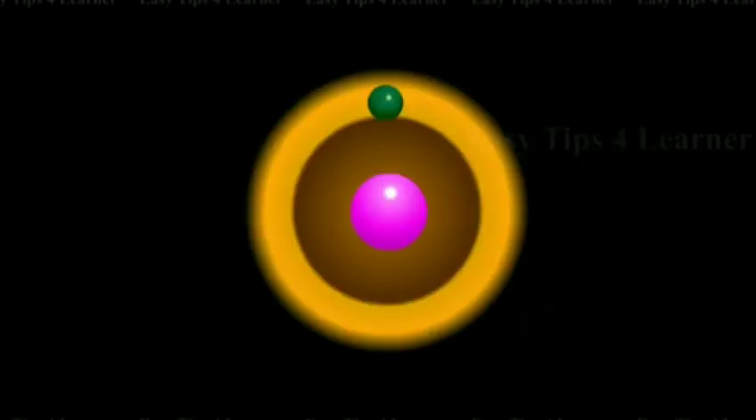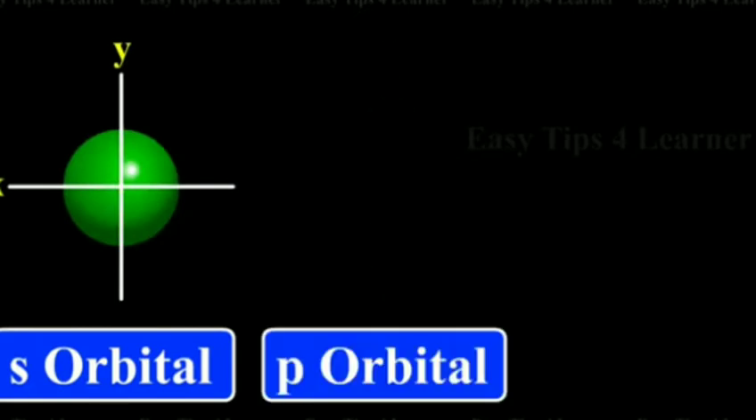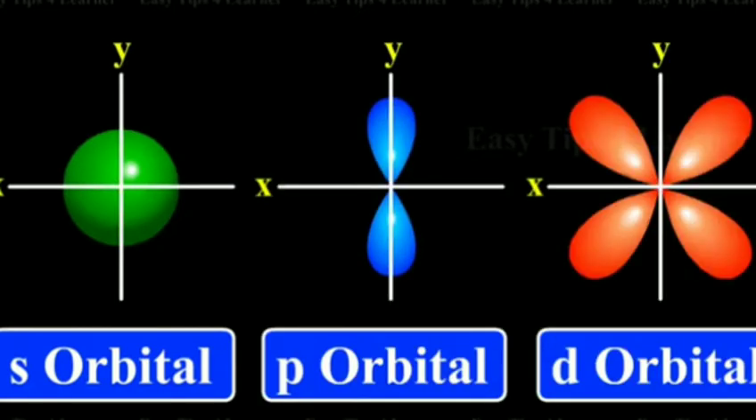Shapes of orbitals. An orbital is the region of space around the nucleus within which the probability of finding an electron of given energy is maximum. The shape of this region, that is the electron cloud, gives the shape of the orbital. Observe carefully the shape of s, p, and d orbitals.